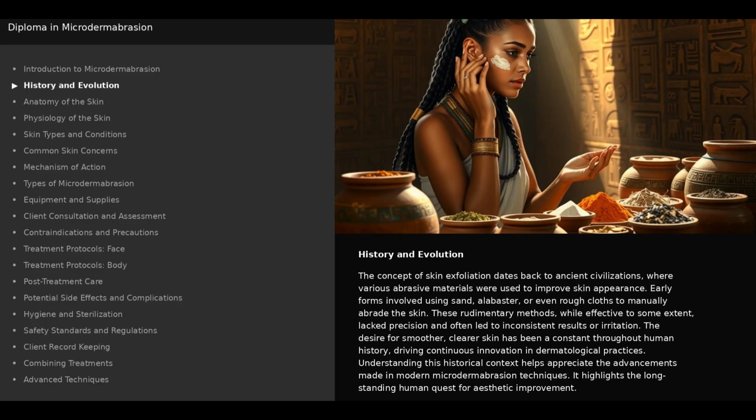The desire for smoother, clearer skin has been a constant throughout human history, driving continuous innovation in dermatological practices. Understanding this historical context helps appreciate the advancements made in modern microdermabrasion techniques. It highlights the long-standing human quest for aesthetic improvement.